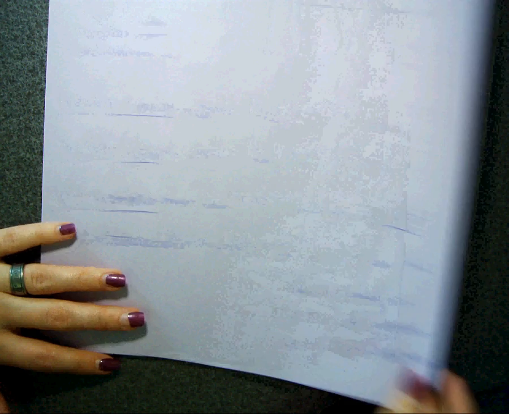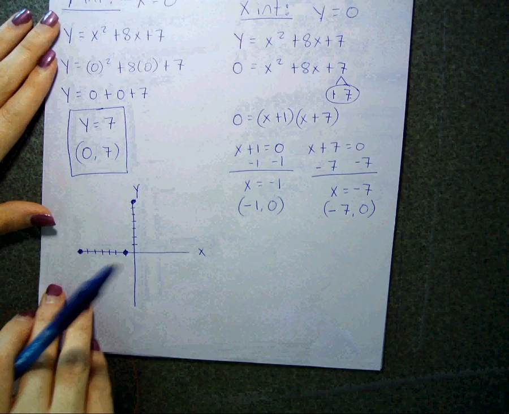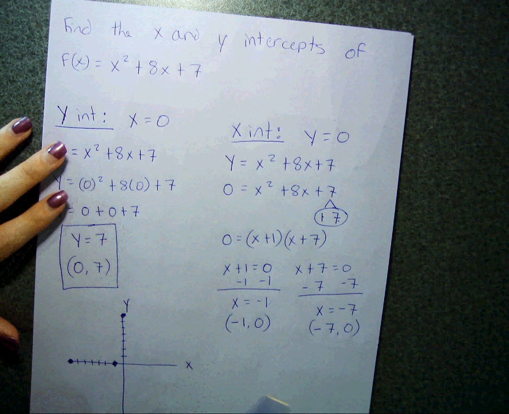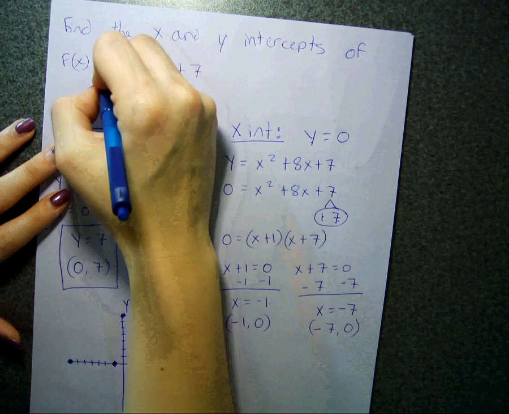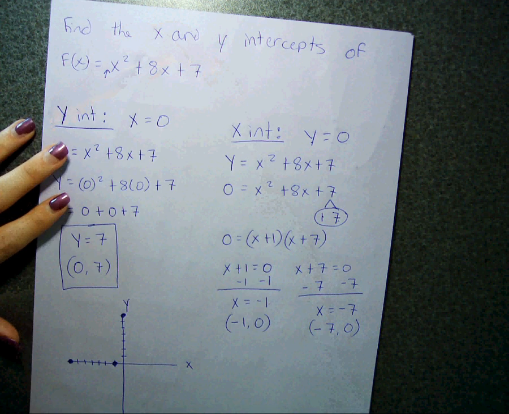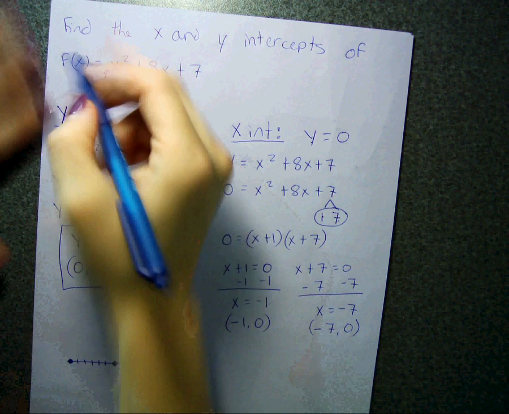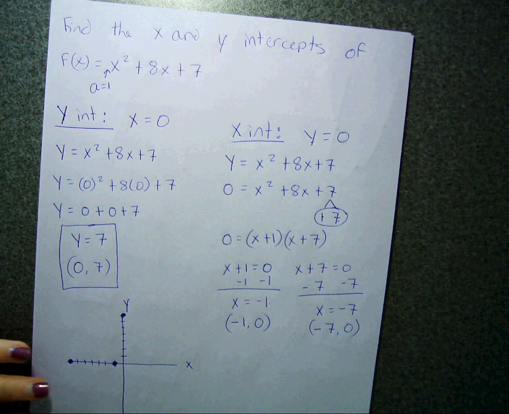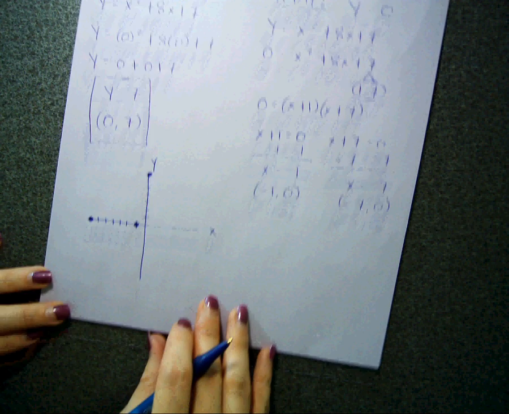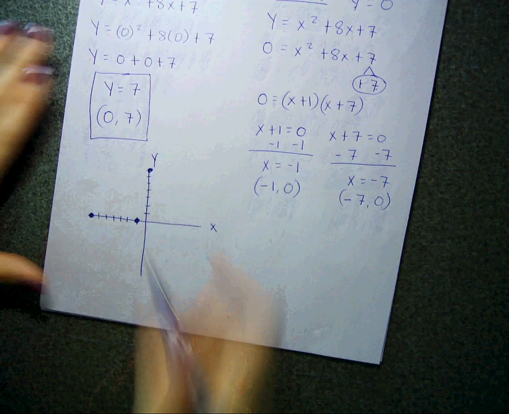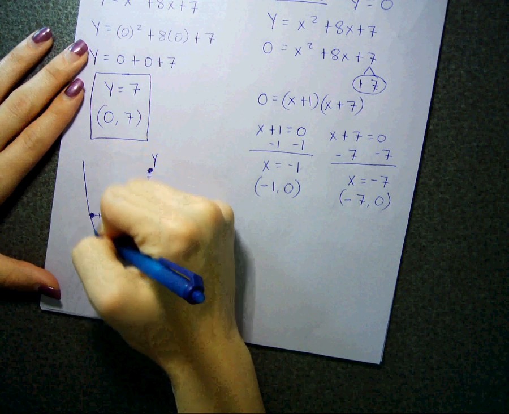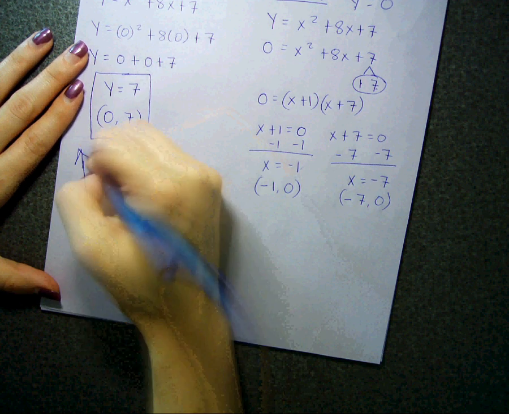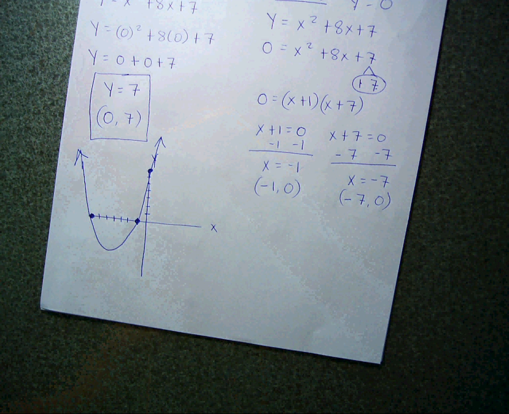All right, so going back to my example, I have x squared equals 8x plus 7. My leading coefficient, the value in front of x squared, it's not there, but it is. It's the understood 1. A equals 1. 1 is a positive number, so I know that this graph is going to open upward. So it's going to look something like this. All right.